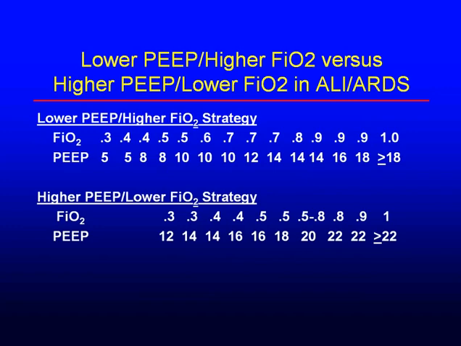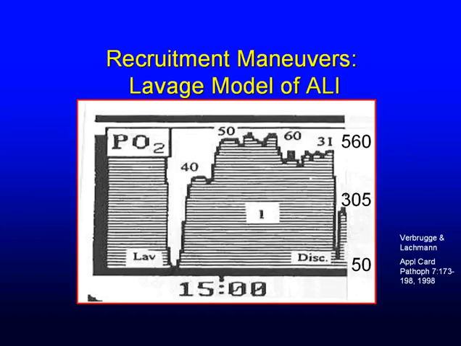This PEEP FiO2 scale is exactly what I showed you on a previous slide. A typical patient is on a PEEP of 10 and 50 or 60% oxygen. We call that a traditional approach. With our higher PEEP, lower FiO2 strategy, the same patient might be on a PEEP of 14 or even 16 with an FiO2 of 30 or 40%. So we've randomized approximately 250 patients into this trial so far. But we need to know the answer to the question. We need to know the results of this study before we really know if the higher PEEP strategy is better.